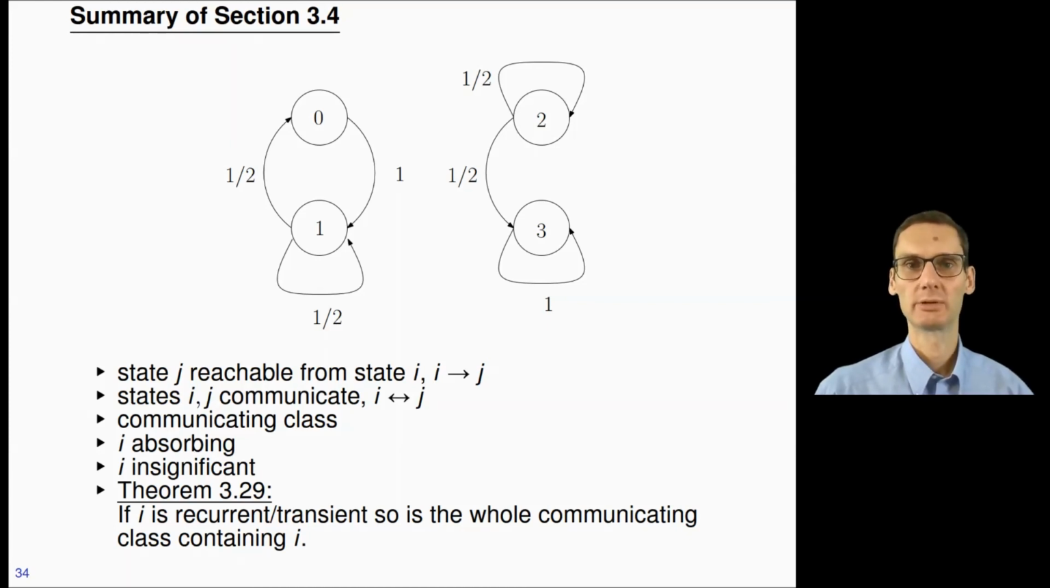So recurrence or transience are phenomena that appear on the whole communicating class. It's not only one single state that is recurrent or transient, but all the states that are nearby in a certain notion, in the notion that they are in the same communicating class, they share this property.